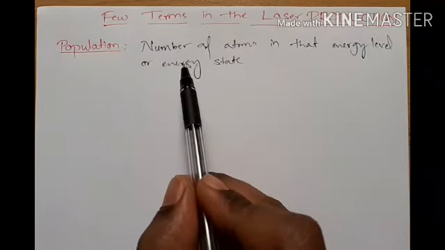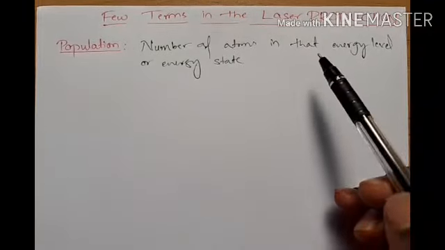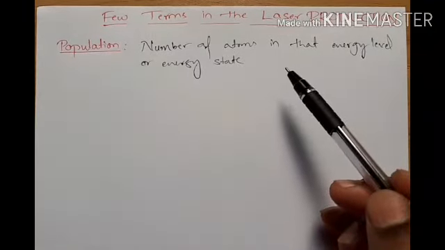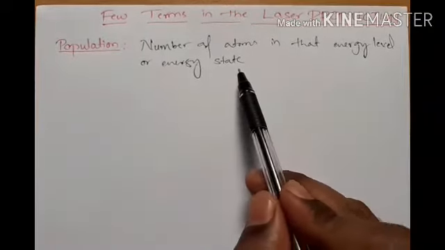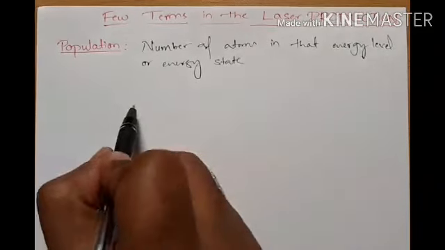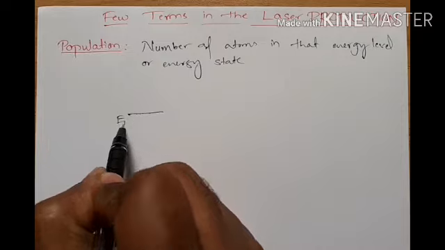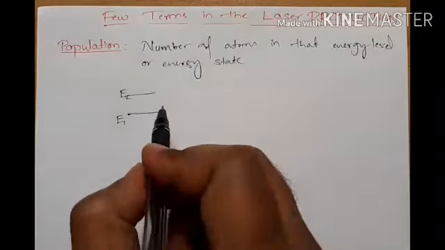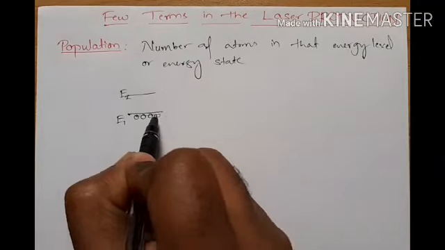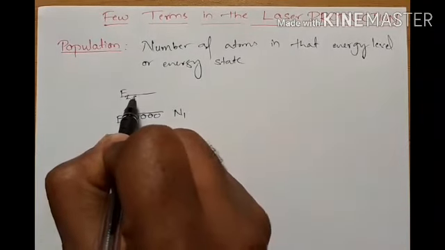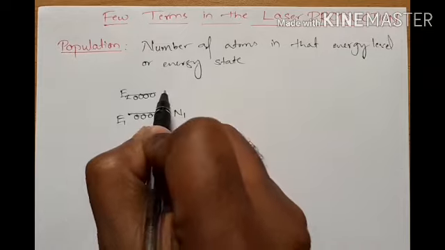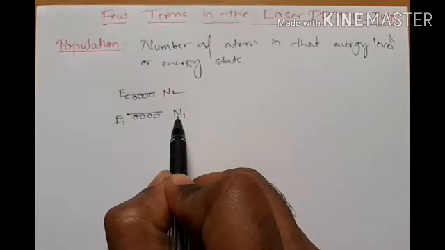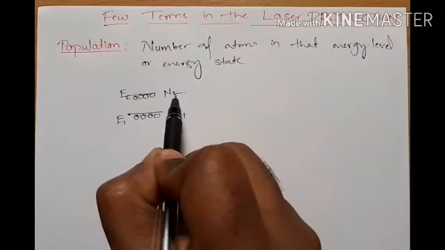So already we have seen what a population is. Population is the number of atoms in that energy level or energy state. Both are the same. Energy level and energy state are the same. So this is the energy level. E1 is the energy level. E2 is the energy level. The number of atoms over here are N1. The number of atoms in this state are N2. That means the population of E1 is N1, and the population of E2 is N2.